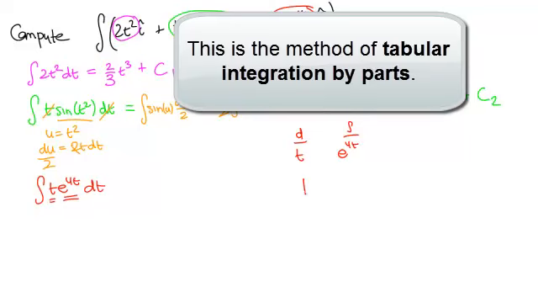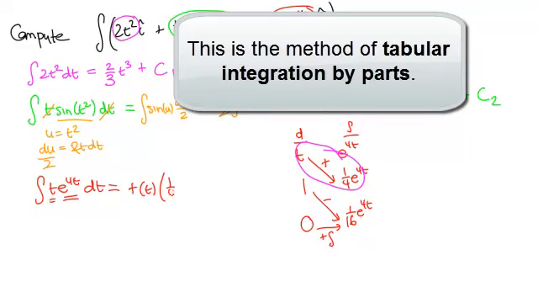The derivative of t is 1. The antiderivative of e to the 4t is 1/4 e to the 4t. If we differentiate again, the derivative of 1 is 0. The antiderivative of this will be 1/16 e to the 4t. And since I got a 0 here, I'm going to stop. So I'll draw my diagonal rungs, one horizontal rung, plus, minus, plus, integral. And then I can read off what this integral is directly from the table. The first diagonal tells me that we should have positive t times 1/4 e to the 4t.